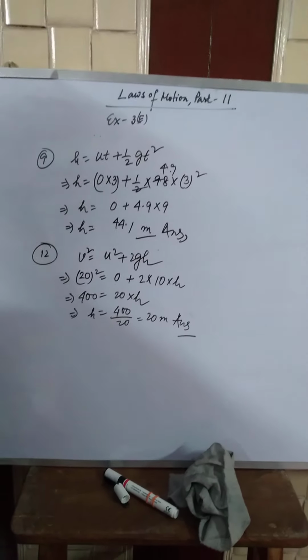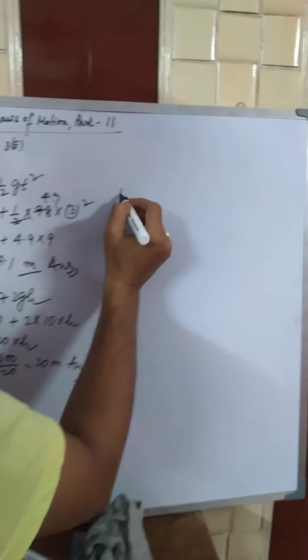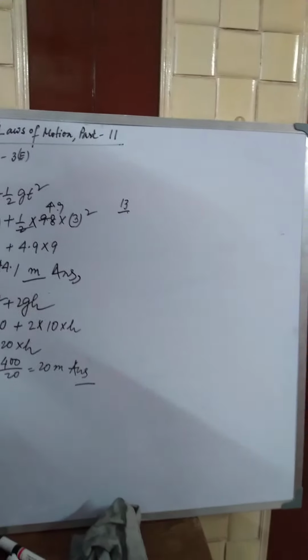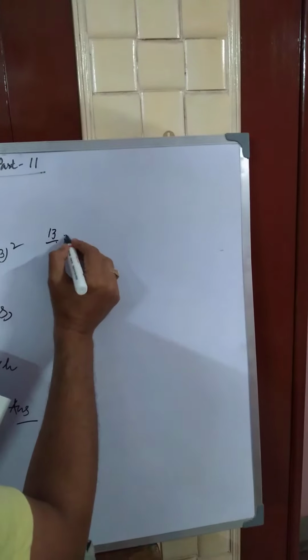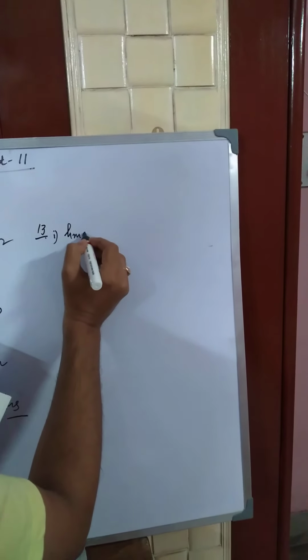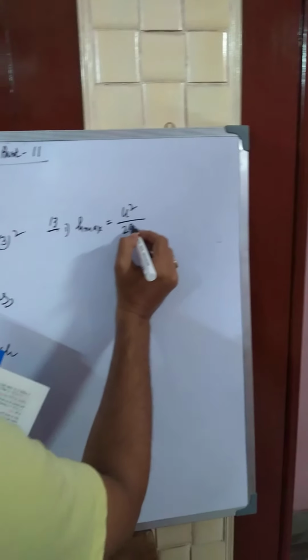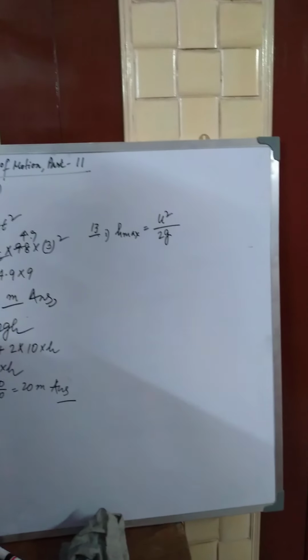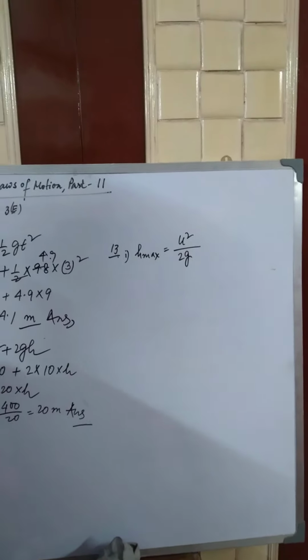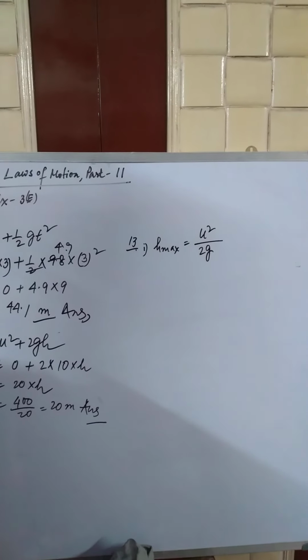Okay, now consider question number 13. A ball is thrown vertically upward and it returns 6 seconds later. Find the greatest height reached by the ball. So first, H max. What is the greatest height? The formula is H max equal to U square by 2G. And it returns 6 seconds later.